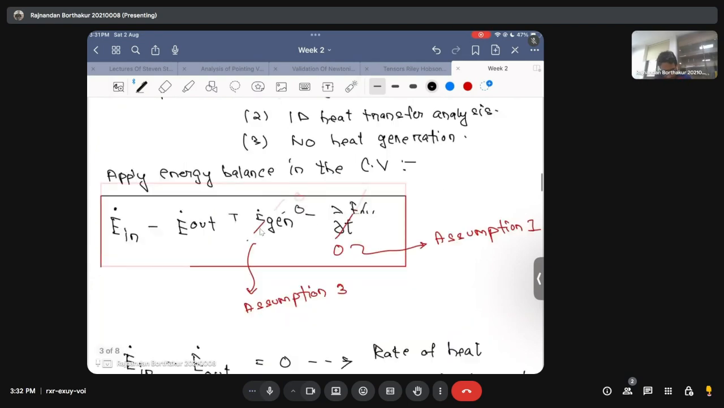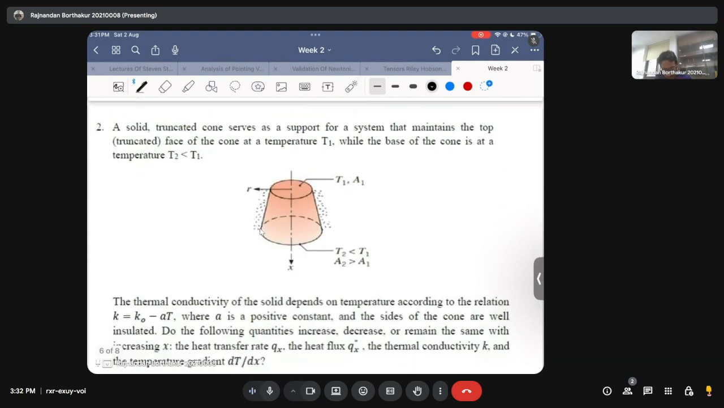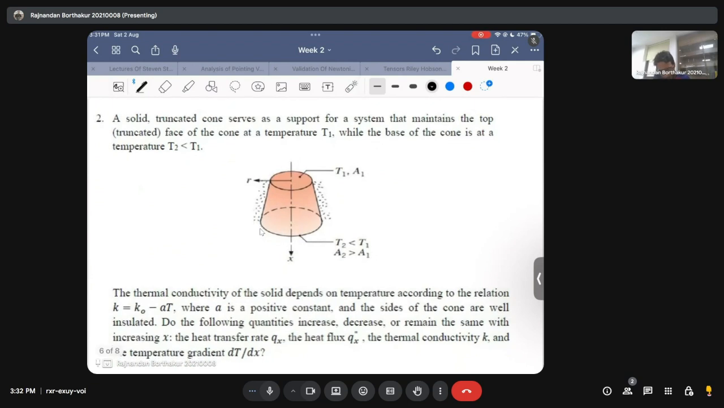All right. So let's then see the next problem. What the problem says is a solid truncated cone serves as a support for a system that maintains the top truncated face of the cone at the temperature T1, which means that the top face of this truncated cone, as you can see, is at a temperature T1, and the area of this surface perpendicular to the x direction, which you can see, is A1.